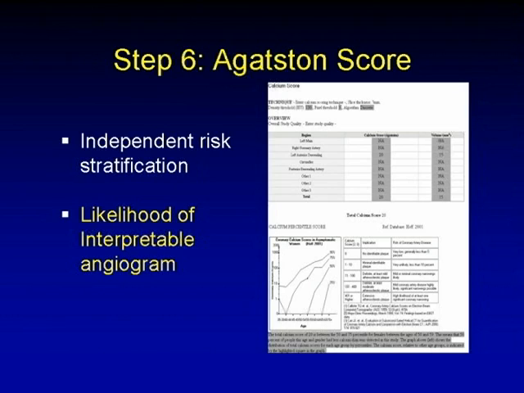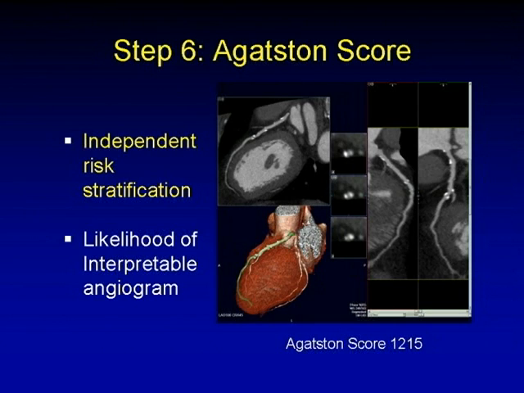Now, we perform an Agatston score in every patient who's over 45 years old, and I know that not everybody does that, but I was really pleased to have this talk earlier on the calcium score, just showing what sort of risk stratification you can get from that, and our referring cardiologists really like it because they do use it. Also, it gives me some idea of what the likelihood of an interpretable angiogram is going to be.